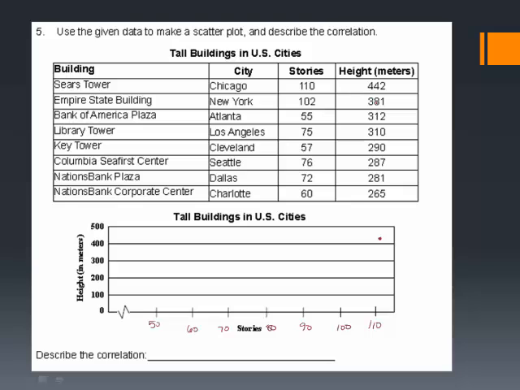I have 102 stories and 381 meters. 102 is probably about here. So I've got 350, so I'm just going to say 381 is about there. I have 55 and 312. 55 is halfway. 312 is right above 300.